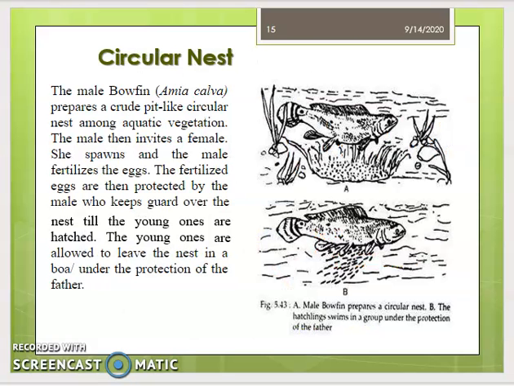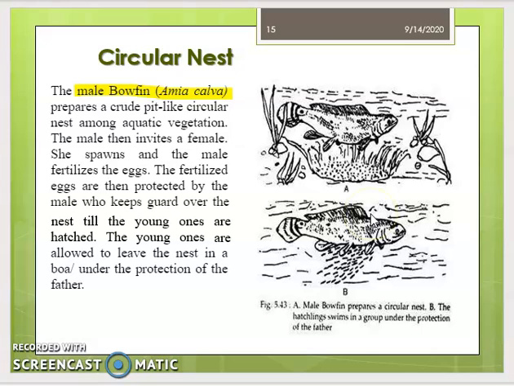Okay, next is the circular nest, which is produced by the fish named the male bowfish or amia. You can see here the circular nest produced by these fishes. This fish prepares a crude pit-like circular nest among the vegetation. Here among the vegetation, you can see the aquatic weeds, and among this vegetation on the water bed, a pit-like circular nest is produced. The male then invites a female, and she spawns, and the male fertilizes the eggs.